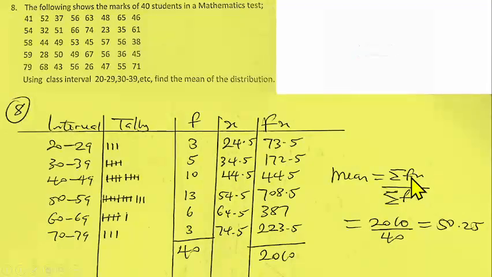Then from there you get your fx. f is multiplying x, so f will multiply your x. So 3 times 24.5 gives us 73.5. 5 times 34.5 gives us 172.5. 10 times 44.5 gives us 445, and so on. Then you look for the summation. This sign means summation of fx. Sum it together, that gives us 2010, divided by summation f. Summation f is the sum of your frequency, which is 40. So 2010 divided by 40 gives us 50.25 as the average or mean of the distribution.